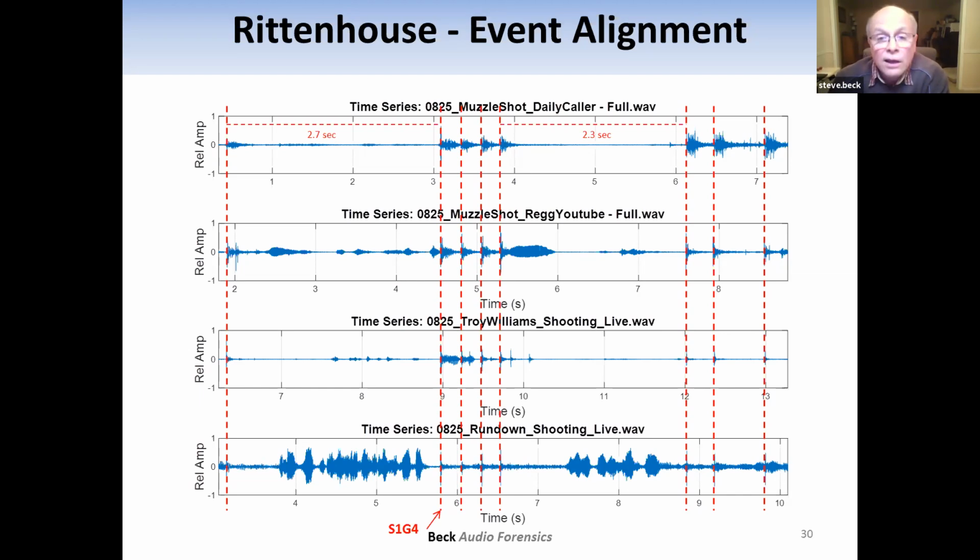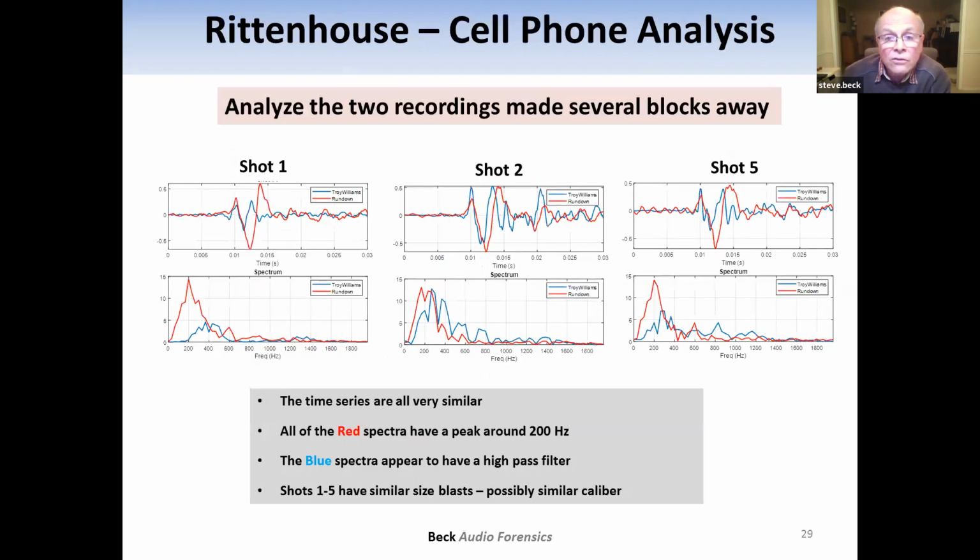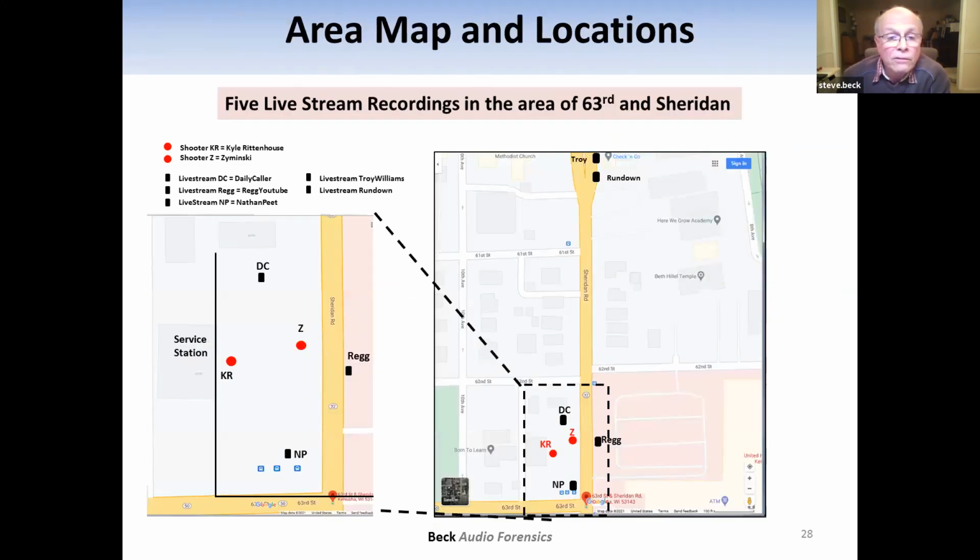So I asked the Washington Post, and they searched around, and they actually found another live stream that was at a very different location, the one I called NP, that was down at the bottom. And I was able to analyze the 3 that I put. Let me go back and show that. Yeah, the 3 black ones over on the left-hand side.